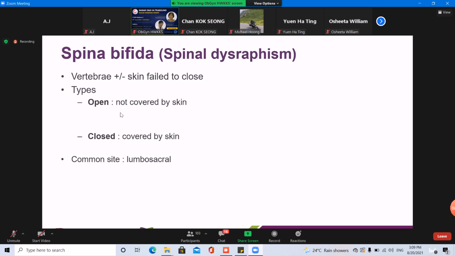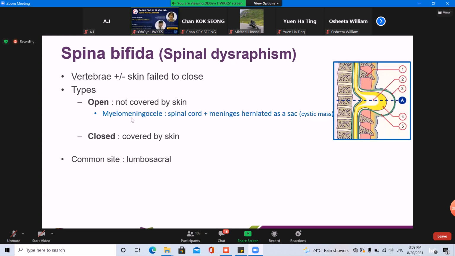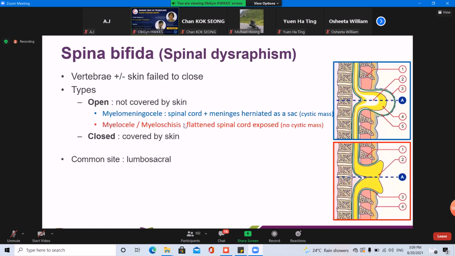So for open spina bifida, there are two types. The first type is what we call myelomeningocele. It means that both the neural tissue, the spinal cord, and also the meninges just herniate out. So you can see that the spinal cord herniates out, the meninges herniate out, and there is no covering skin, and therefore you would be able to see a cystic mass at the back.